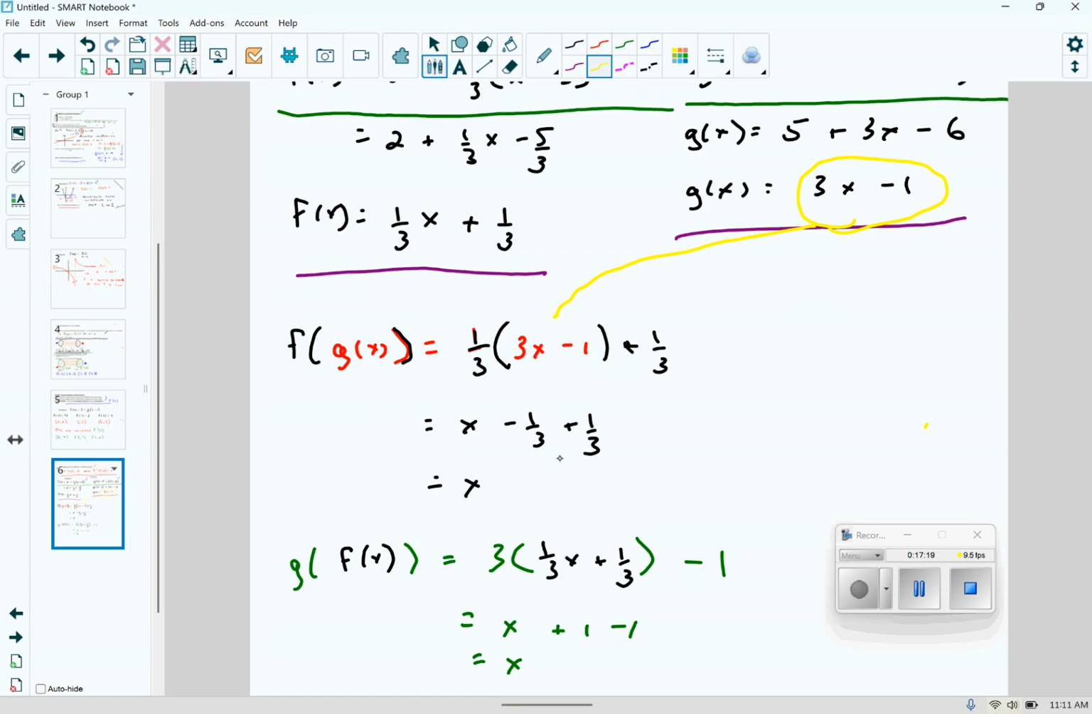And now I'm going to take g of f of x. I'm going to put this guy right here, I'm going to put him in here. And 3 times 1/3 x is x. 3 times 1/3 is 1. 1 minus 1 is 0. And so check, okay here as well.